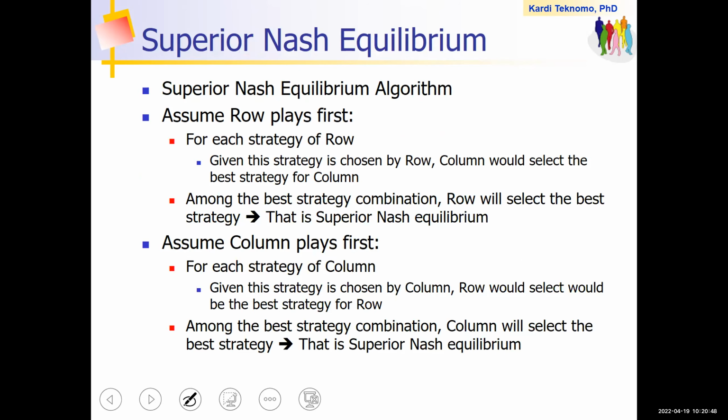Before that, we can also say it's a superior Nash equilibrium, because Nash equilibrium can have several cells. Okay, so now among this best strategy combination, row will select the best strategy, right? That is called superior Nash equilibrium.